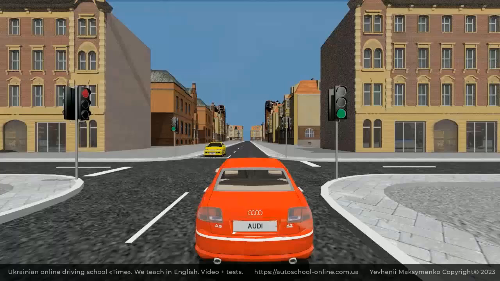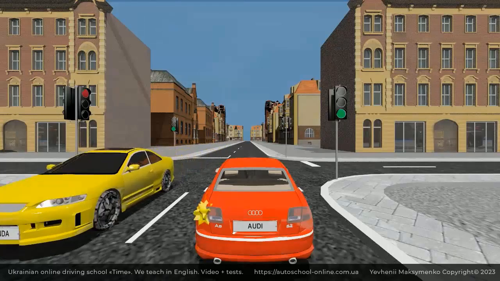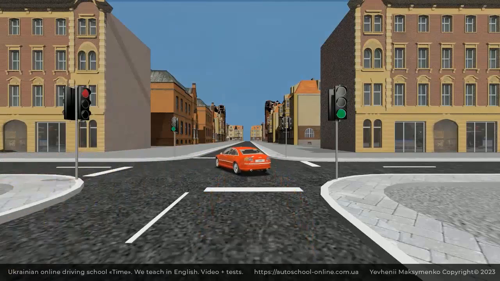In other words, when turning left or around, the driver of a red car must give way to the driver of a yellow car traveling straight ahead in the oncoming direction. He is also obliged to let him through if he turns right.